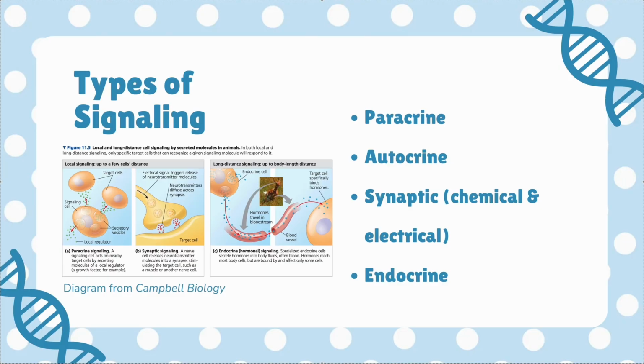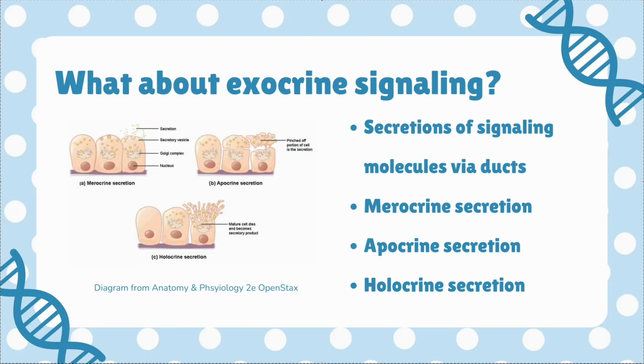Now you might be wondering, we have endocrine, but where does exocrine signaling come into play? Now endocrine means that the molecule travels through the blood or another intracellular fluid such as lymph. However, exocrine signaling depends on secretions of signaling molecules via ducts. Now, these ducts can be like mammary glands, sweat glands, etc. So there's 3 types of secretions. There's merocrine secretion, apocrine secretion, and holocrine secretion.